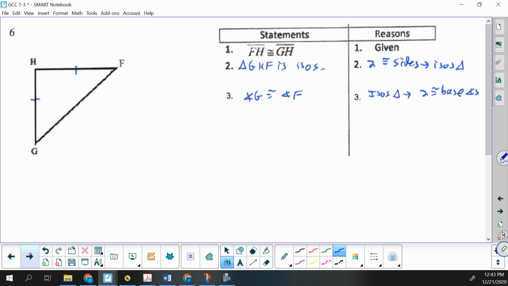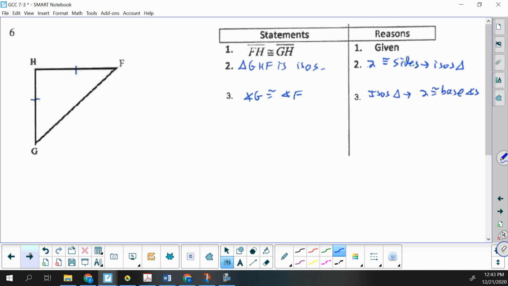Next, we have FH is congruent to GH, and we're in a triangle. Well, that's two congruent sides, so that should imply an isosceles triangle. We're pointing at isosceles triangle, so we need to state which triangle is isosceles. Well, we have triangle GHF is isosceles, and you could have named those letters in any order for the triangle. Well, if we have an isosceles triangle, we have another thing other than congruent sides as a reason. So in reason 3, we'd want to do isosceles triangle implies two congruent base angles.